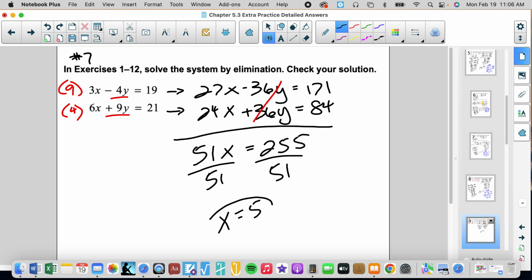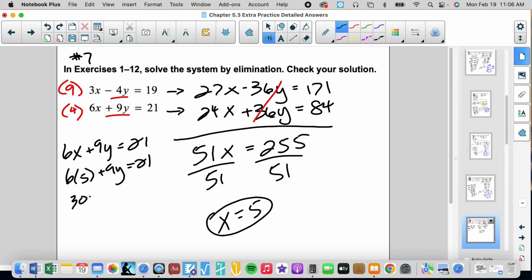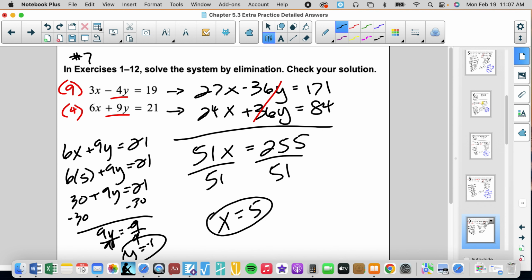X equals 5. And I plug it back into one of the equations. 6 times 5 plus 9y equals 21. 30 plus 9y equals 21, minus 30, minus 30. 9y equals negative 9. Divide by 9. Y equals negative 1. And was my point 5 comma negative 1?